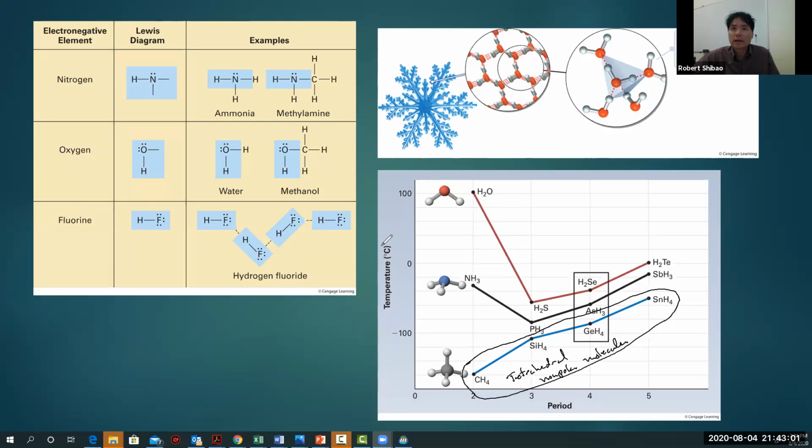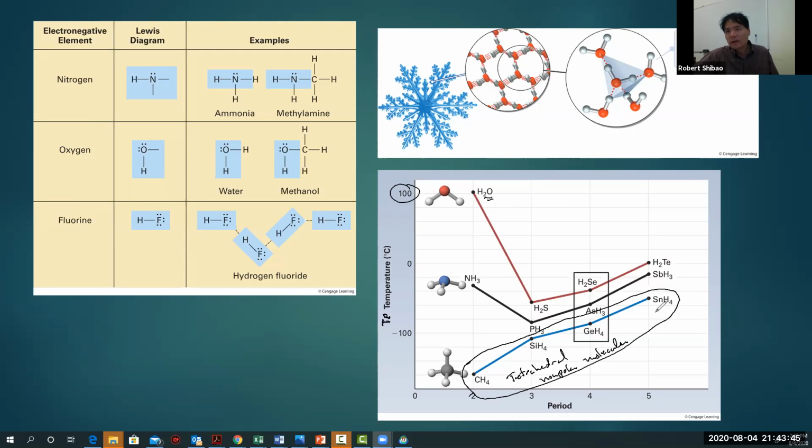And so what are we looking at here? The temperature, this is the boiling point. So water boils at 100 degrees C. And so this boils at a higher temperature. It means that tin is less volatile. Tin tetrahydride needs more energy to vaporize compared to methane, silane, germane, stannane, or silicon tetrahydride, germanium tetrahydride, carbon tetrahydride, or methane.